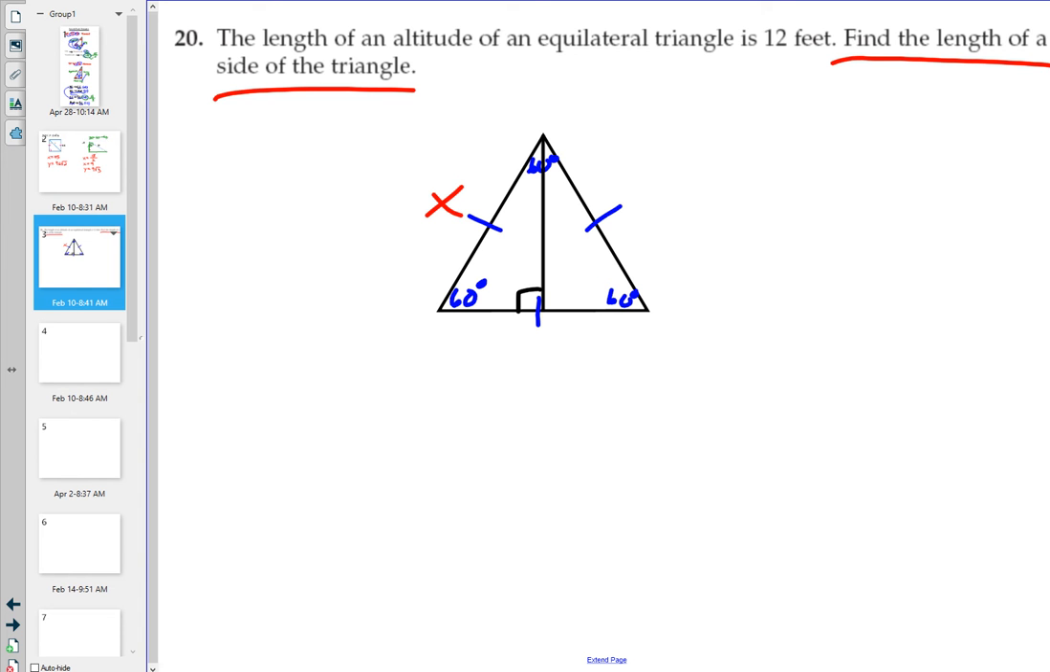Well, we have created a 30, 60, 90 because we have the 90 from the altitude, we have the 60 from the equilateral, which means that the one that's left over has to be 30 because that's what adds up to 180. And the 12 they've given us for the altitude, which side is that acting as in the 30, 60, 90? Long leg. Very good, Josh. Long leg, and it's across from the 60. The one at the top is the 30 now because we cut it in half with the altitude.